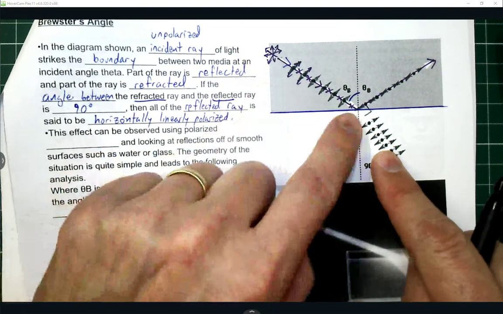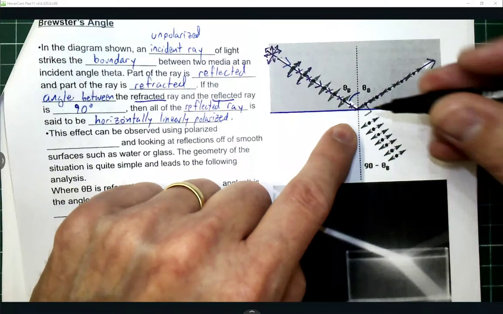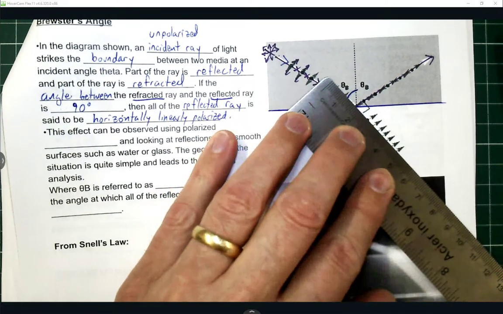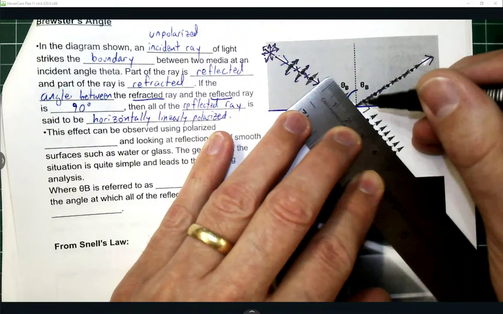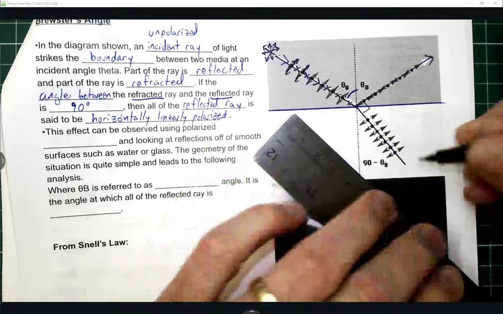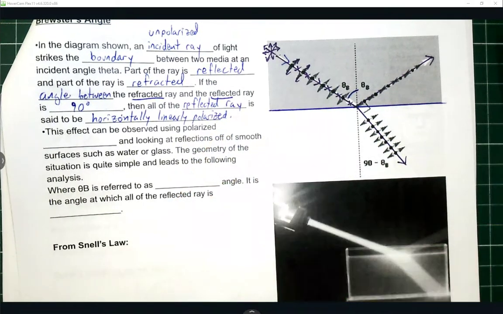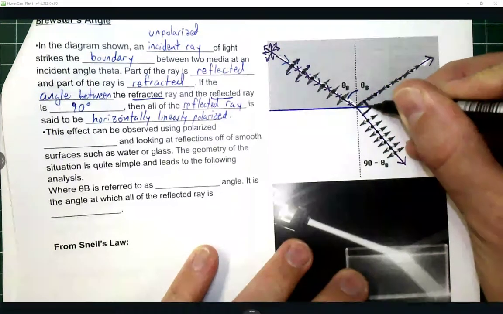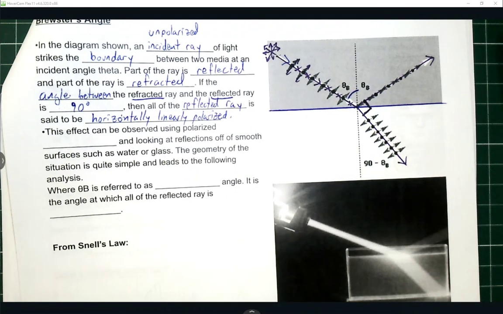But then when it reflects off, if the angle between, and remember it said between the reflected and the refracted ray, so here's my refracted ray. I have to add it in because it didn't copy very well on this paper copy. If the angle between the refracted ray and the reflected ray is exactly 90 degrees, there's my 90 degrees. That is not the incident angle. That is not the reflected angle.